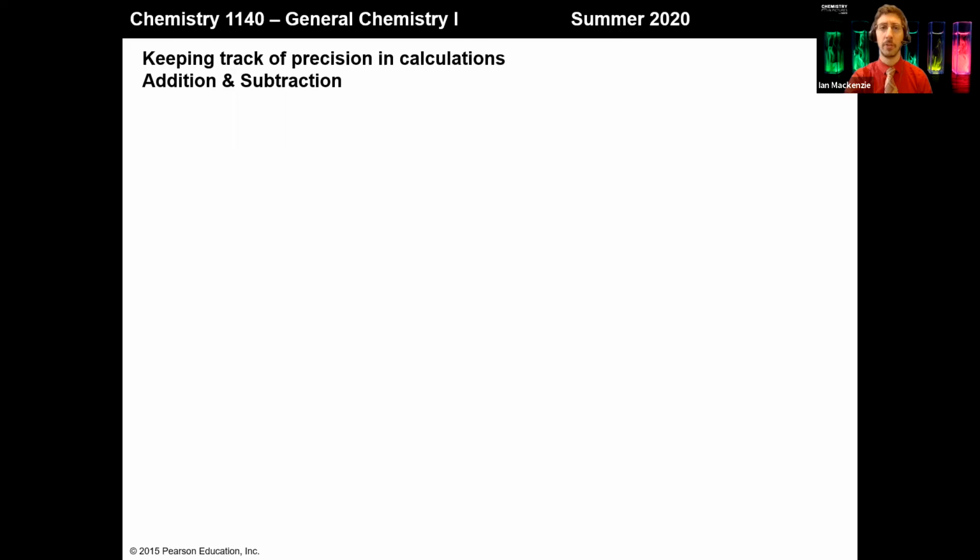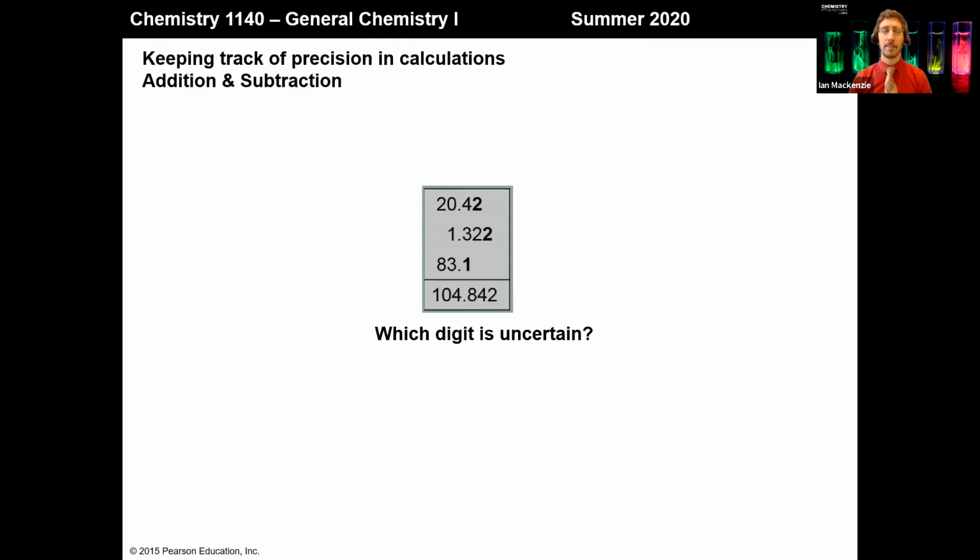Well, there's a couple different rules. Let's take this example here where we have addition and subtraction. Here we're just doing addition: 20.42 plus 1.3222 plus 83.1. When we add those all up, we come out with 104.842. But which digit in that final sum is uncertain? In the first number, the 2 at the hundredth place was uncertain. It's my estimated digit. For 1.322, it's the thousandth place, and for 83.1, it's the tenth place.